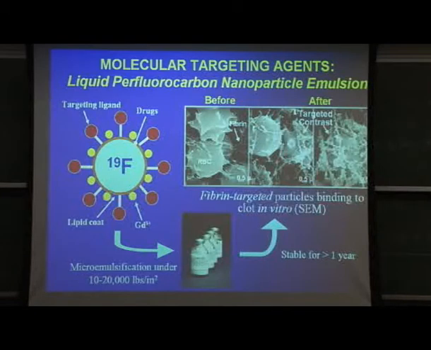Now, if you target it, for example, here, it's targeted to fibrin, which is the stuff that makes a blood clot. Here's a blood clot by scanning EM. Here's some red blood cells that are crenated, and here's some fibrin strands.